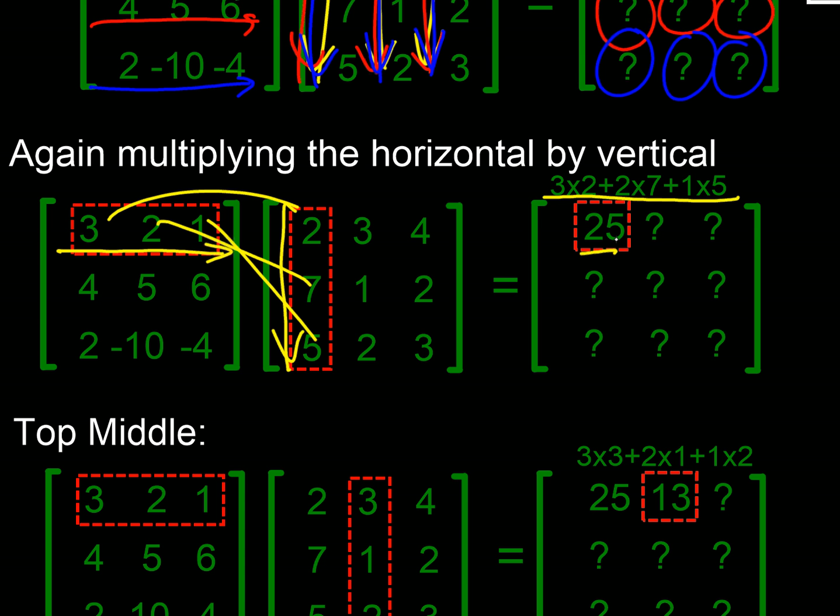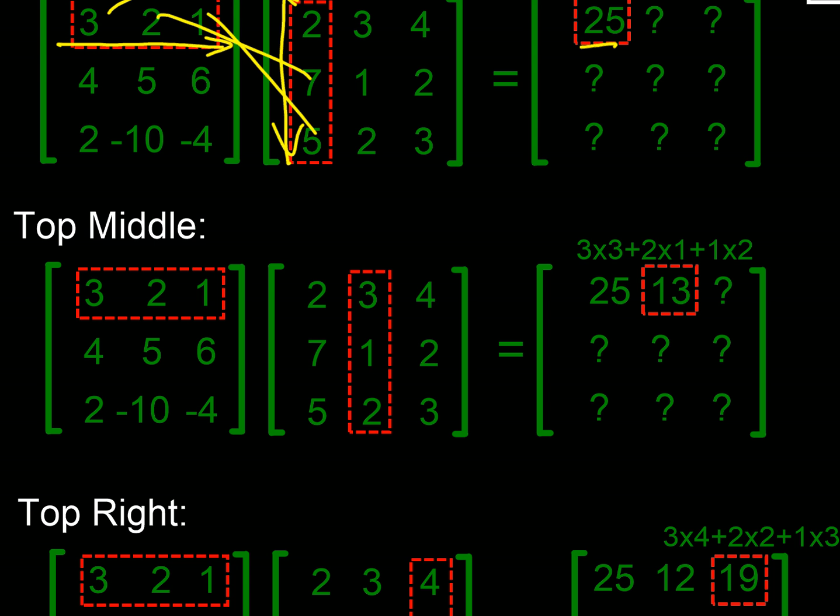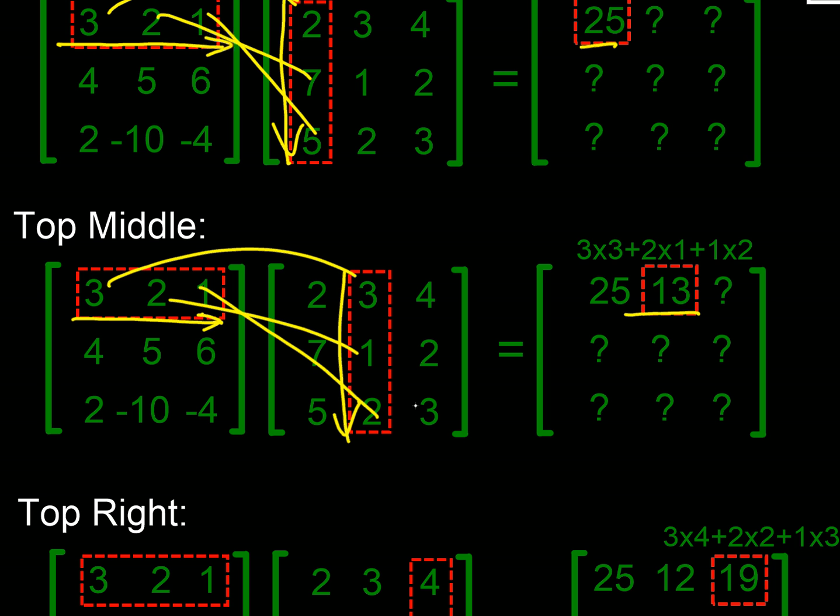Okay. What if I want the middle? That gave me my top left value. I want my top middle value. So what am I going to do? If I want the top middle over here, then I have to take my top row, multiply it by my middle column. There we go. 3 times 3, 2 times 1, 1 times 2. Add those up, and I'm going to get 13 to go in there.